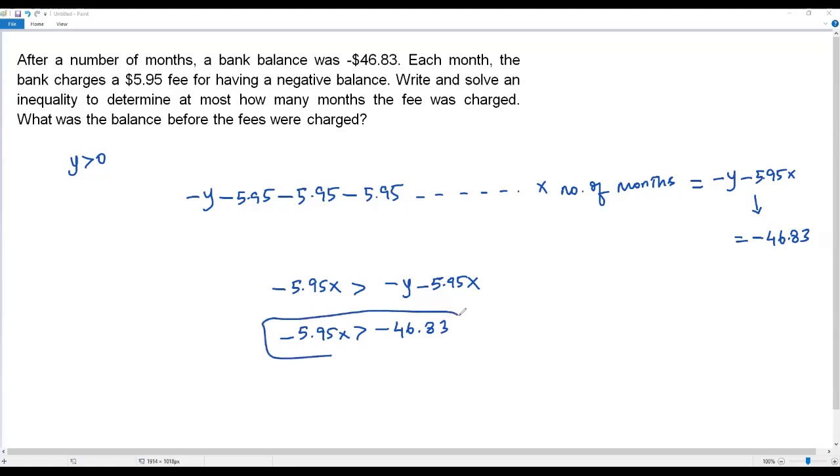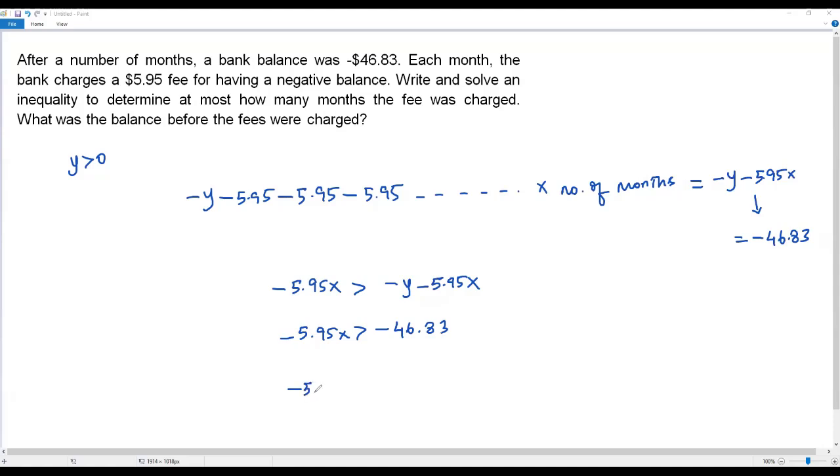I have written the inequality over here to determine at most how many months, so we have to find the maximum value of x. Now let's solve for x. For that, we have to get rid of this negative 5.95, which is multiplied by x. So I have to divide both sides by negative 5.95.